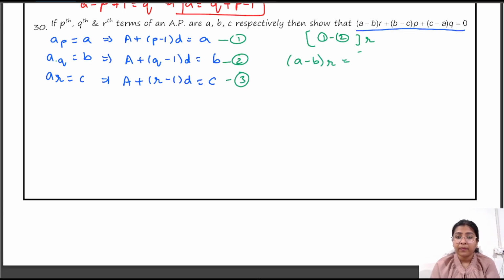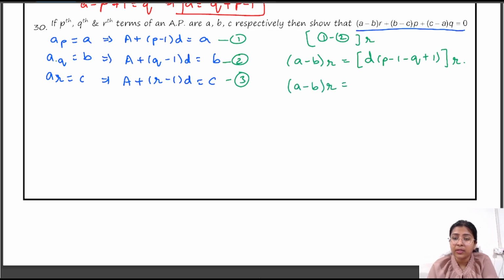If you subtract this, A will be cancelled by A. We can take D common. So taking D common inside the bracket, we will have P minus 1 minus Q plus 1, bracket close, into R. Okay, A minus B into R is equal to D R, and inside the bracket you will have P minus Q. This is equation number 4. Similarly, we can find out the value of B minus C into P, C minus A into Q.